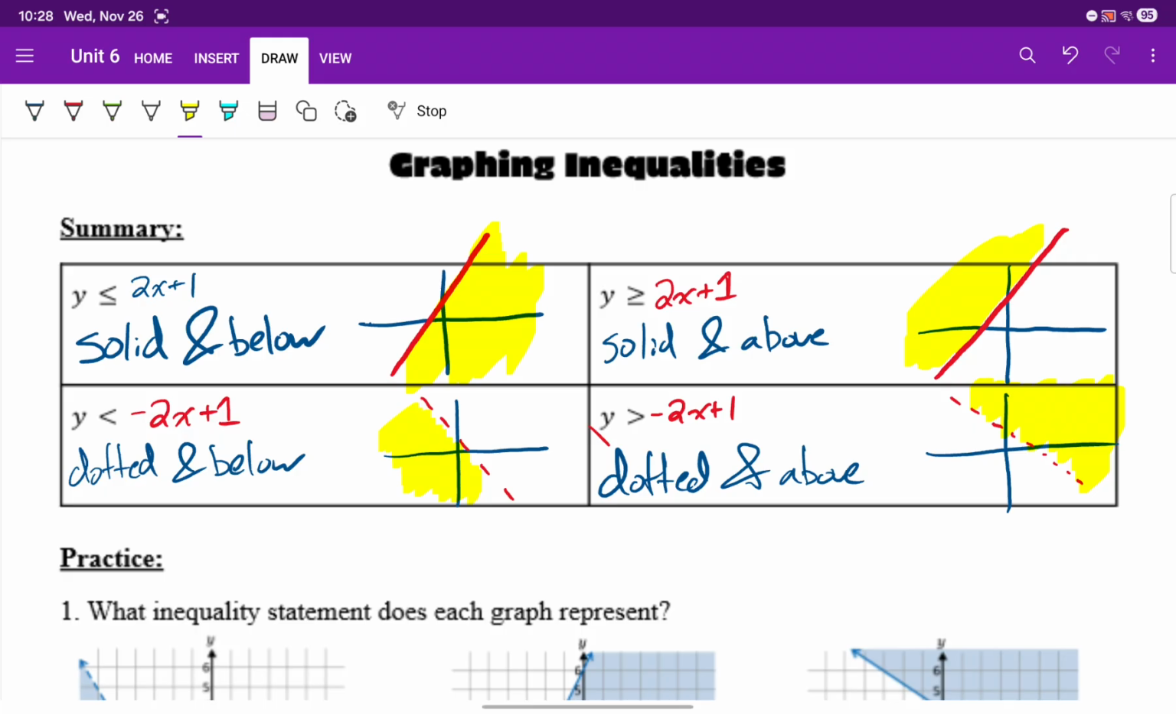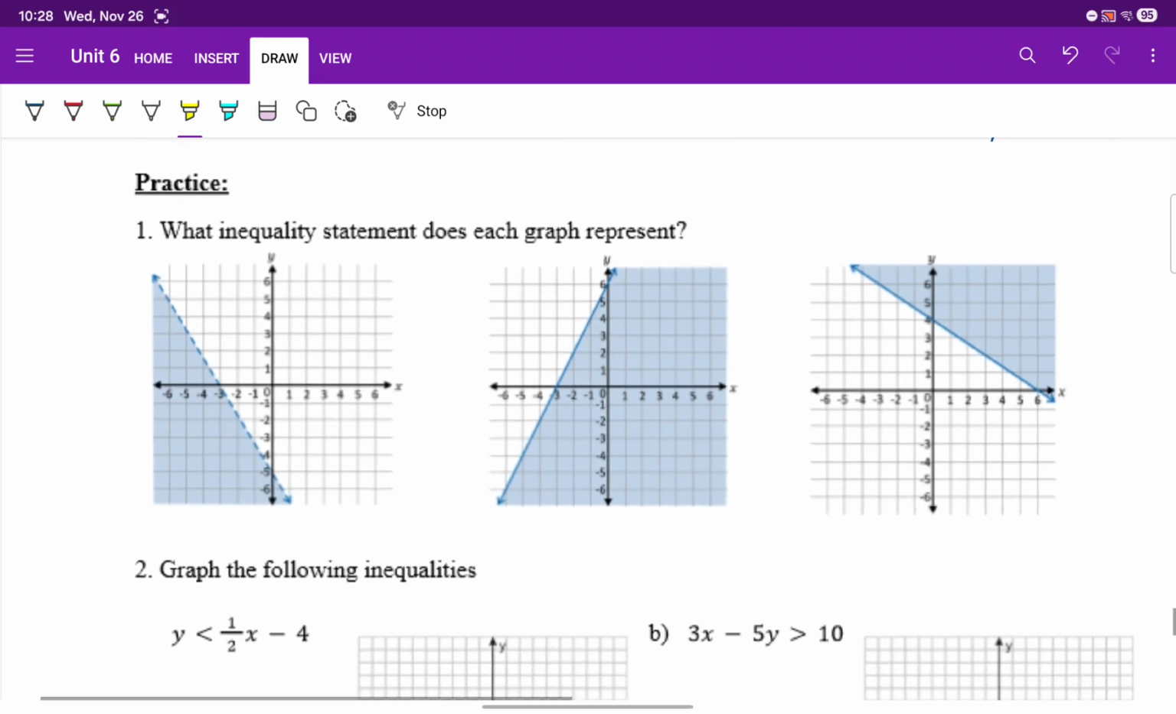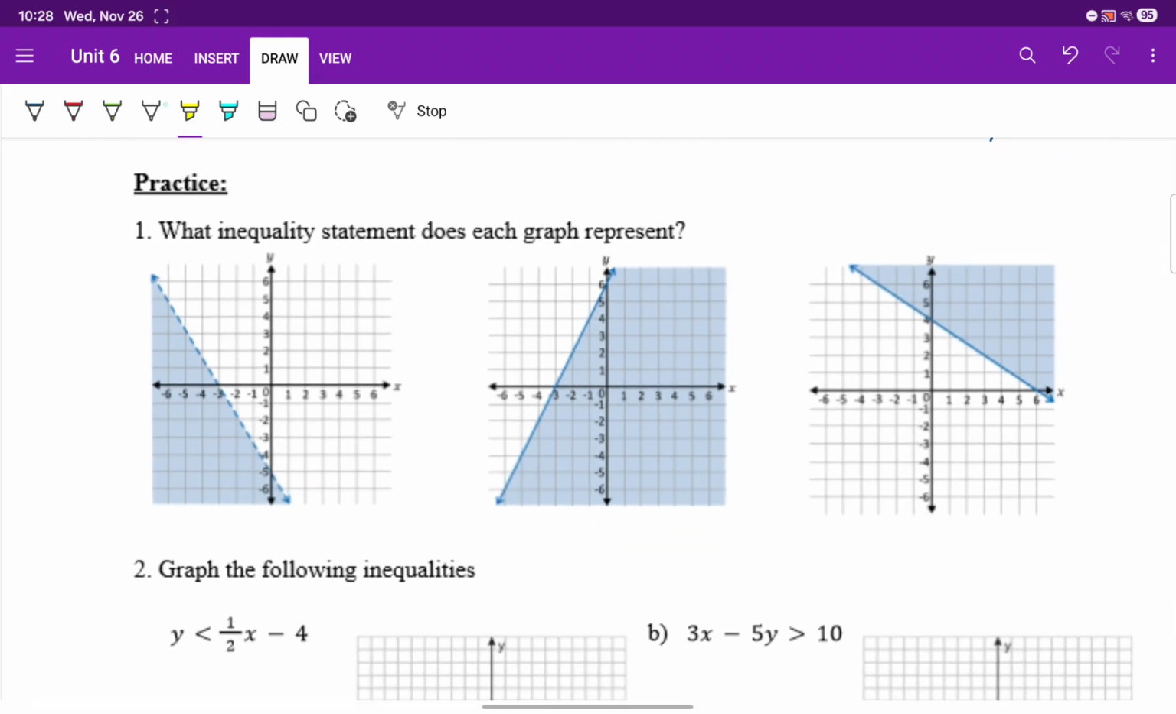So what I would like you to do now is take the rest of the class here to try out the homework. It is right here. What inequality statement does each graph represent? For each of these, you're just finding the equation of the line. So you're going to find the equation of the line by figuring out the slope. What's your rise and your run? Figure out your y-intercept. Write out the equation of the line. And then decide on what your inequality is. Is it this? Is it this? Is it this? Is it this?